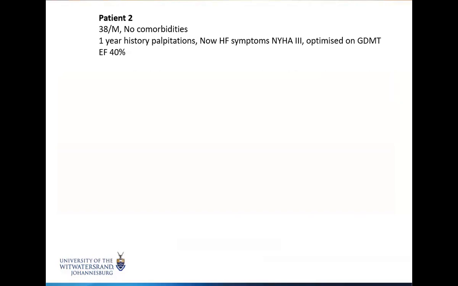And the second patient, also young, with no comorbidities at all, came in with a long-standing history of palpitations. On presentation, we found that she also, like the first patient, had heart failure symptoms with impaired effort tolerance, functional class 3. She was importantly at this point already optimized in terms of heart failure medication. And similar to the first patient, this one also had a depressed ejection fraction.